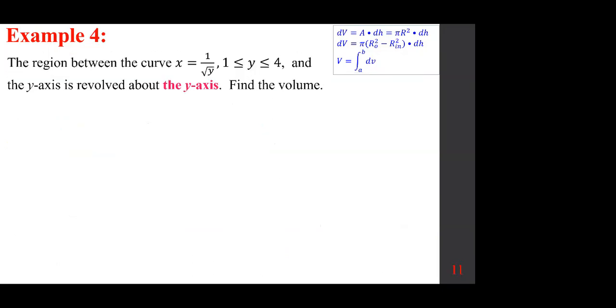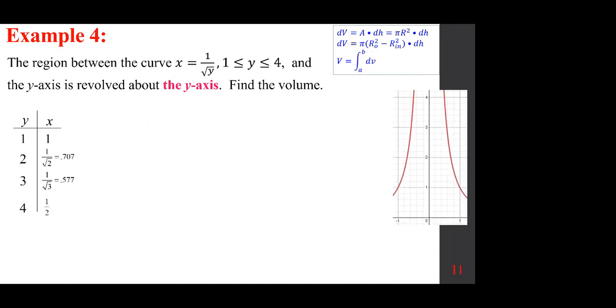Here's another example where we want to revolve about the y-axis. So x equals 1 over square root of y, and y between 1 and 4, and the y-axis, and it's revolved about the y-axis. The very first thing is to figure out the graph. And here's the graph, class. You can even use a graphing utility to graph it. This is the graph of the function, and y is between 1 and 4.